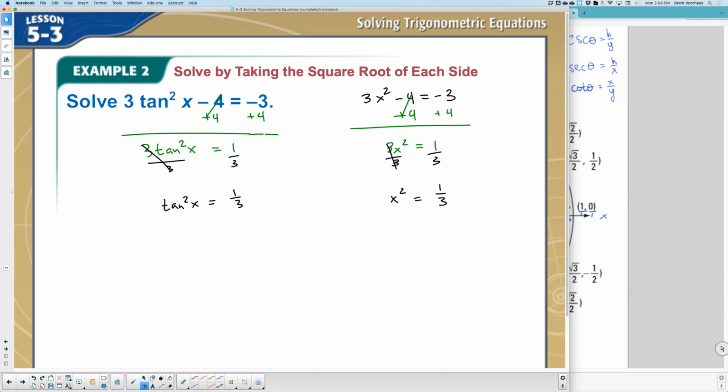What is the opposite of a square? Square root. Now in math, anytime you have a square root that's not originally there, what does it need with it? Plus or minus. The only time it doesn't is if you know the answer is supposed to be positive or supposed to be negative. This one we don't know. It doesn't tell us anything about that. So we're going to add plus or minus.